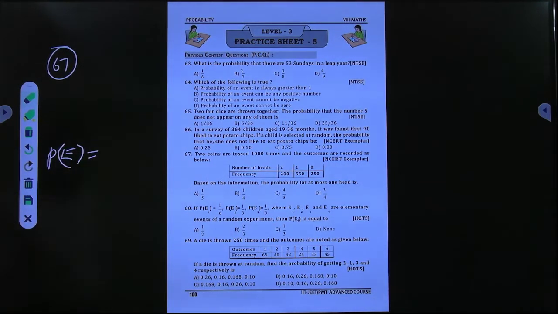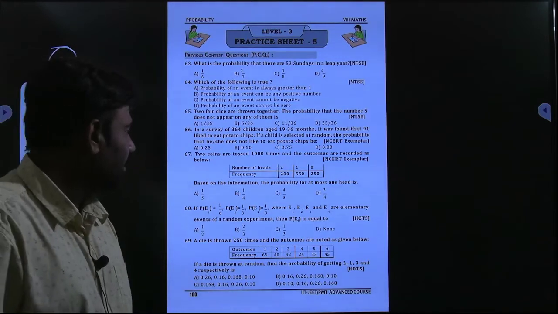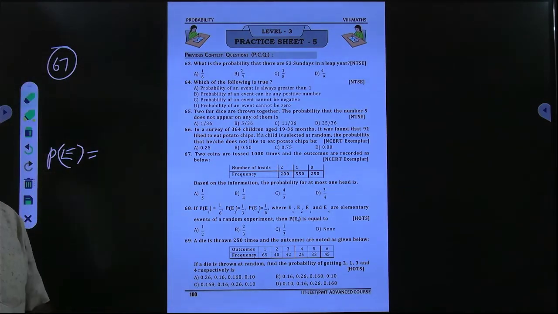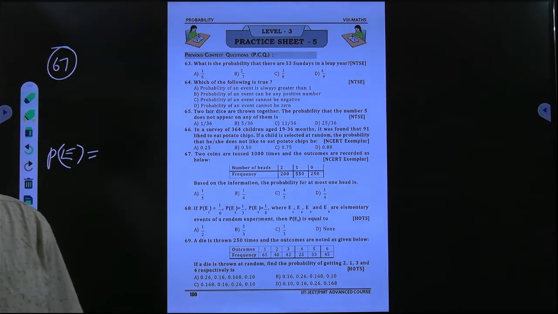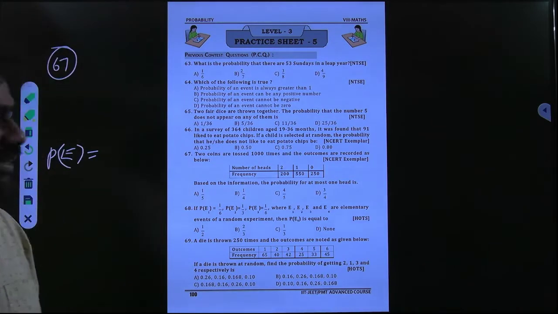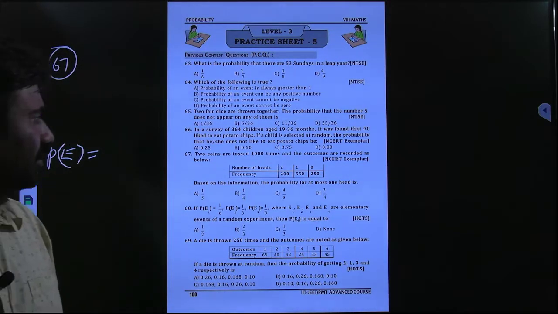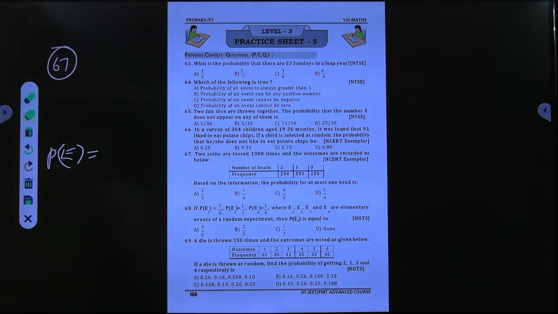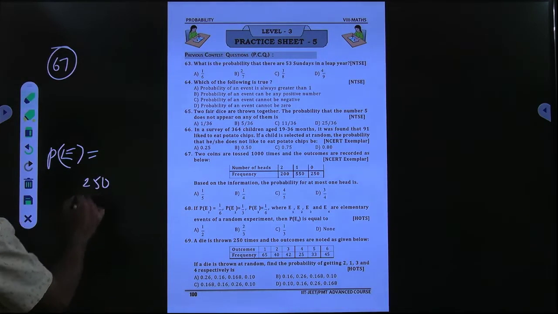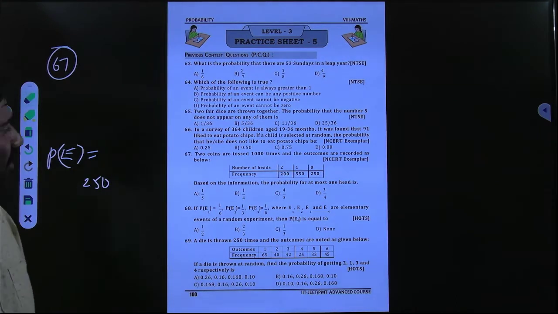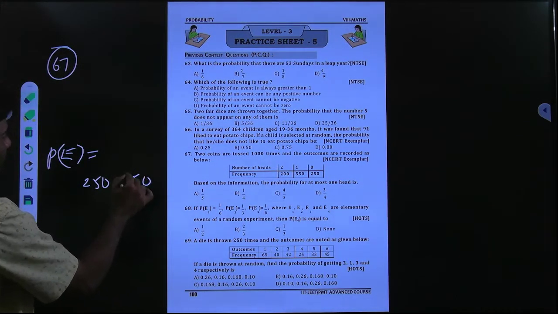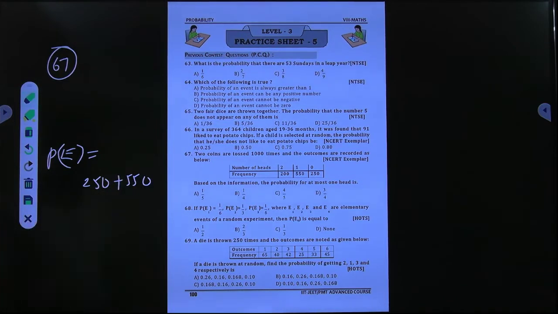Then what are the favorable outcomes of that event? We should not get two heads. So the remaining outcomes are 0 heads and 1 head. The frequency of 0 heads is 250, so these 250 cases are favorable. Next, the frequency of 1 head is 550. This is also favorable, so we take the sum of these.